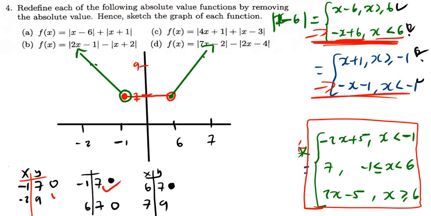I have also sketched. So you say that's the graph of f of x is equal to the modulus of x minus 6 plus the modulus of x plus 1. Like that, as simple as that. What I've done here, you do the same thing to solve part C. It's definitely the same thing.